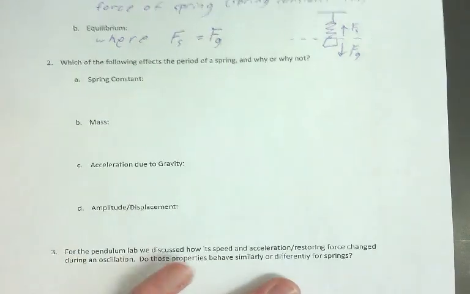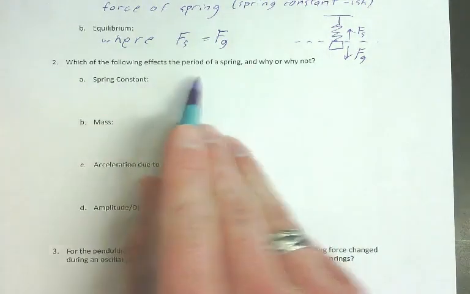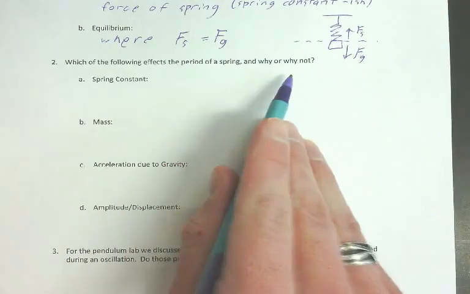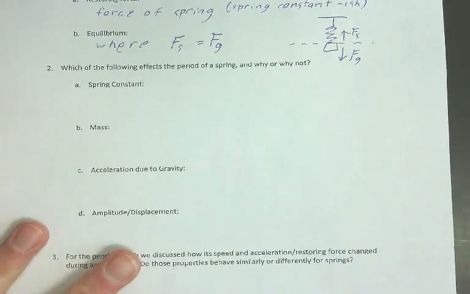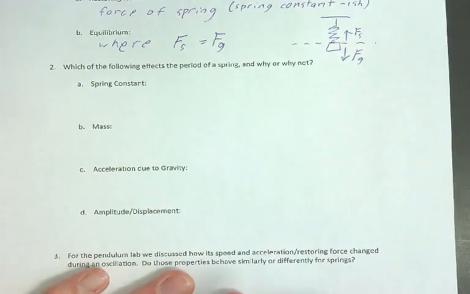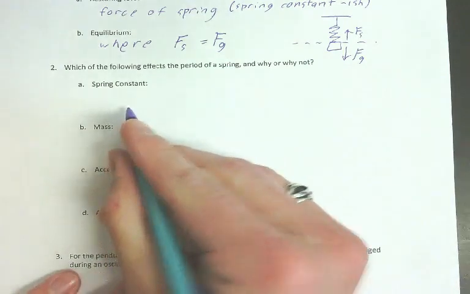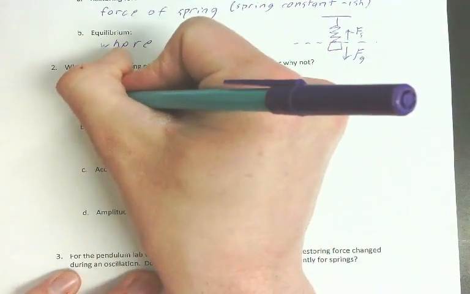Okay, so let's look at number 2. We already talked about 3 of these 4, but we didn't explain why. So which of the following affects the period of a spring, and why or why not? Let's start with spring constant. I'm just going to go through and explain what the effect is, if any. So spring constant, we said, is inversely proportional.